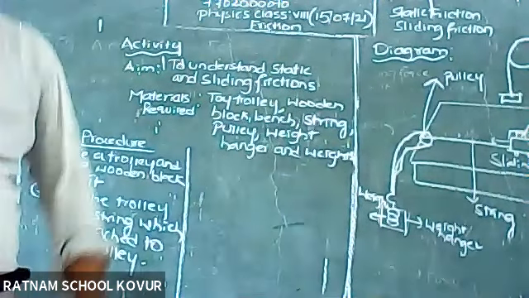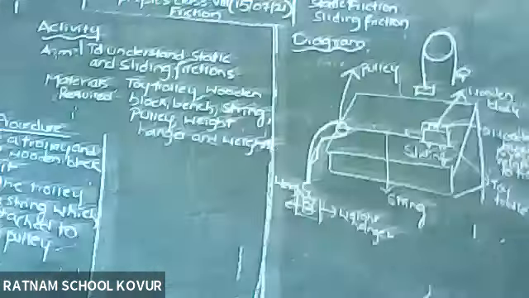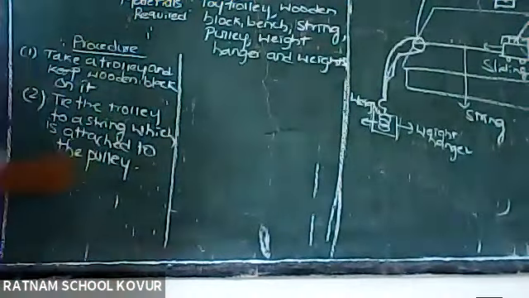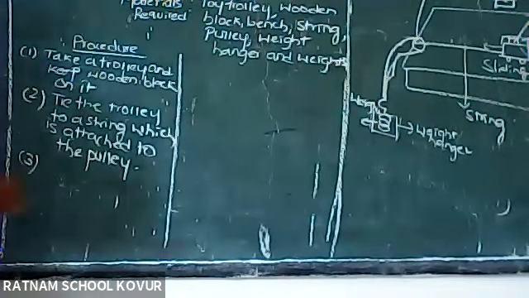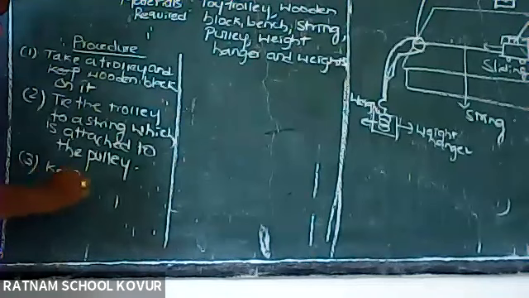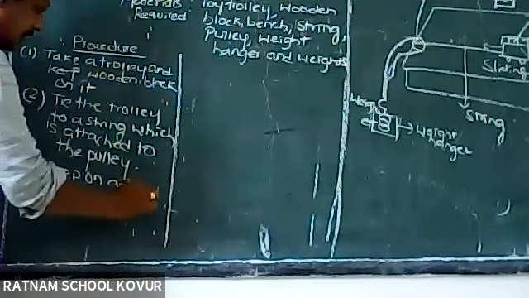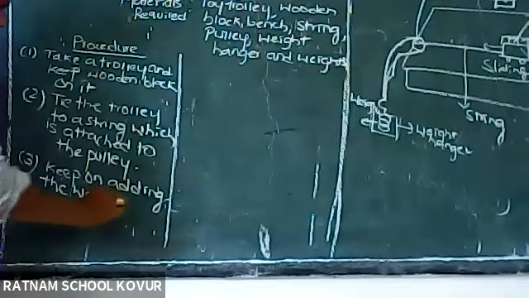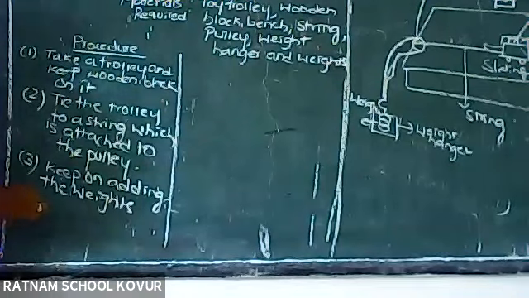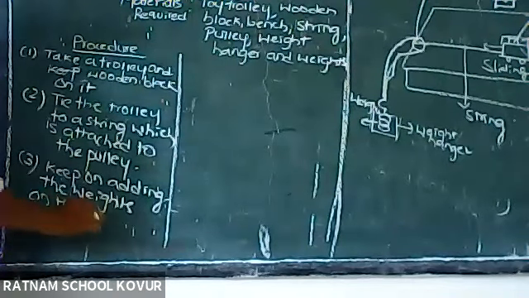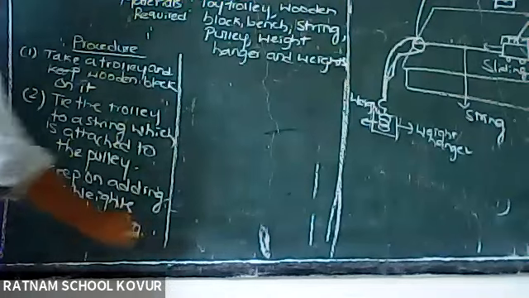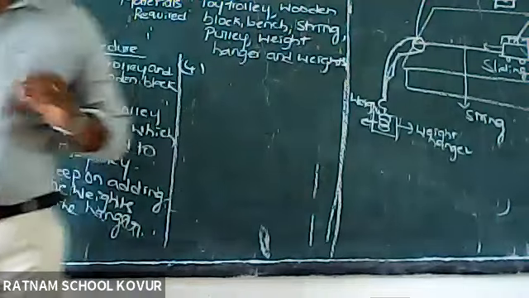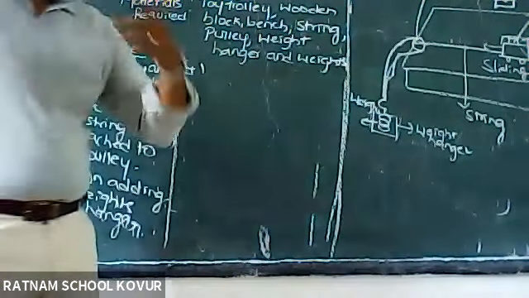Attached to the pulley. Third point. Keep on adding the weights on the hanger. So what happens when you keep on adding? Initially, the trolley won't move. After a certain weight has been reached, the trolley starts moving.